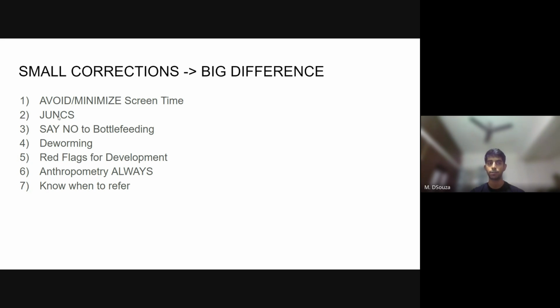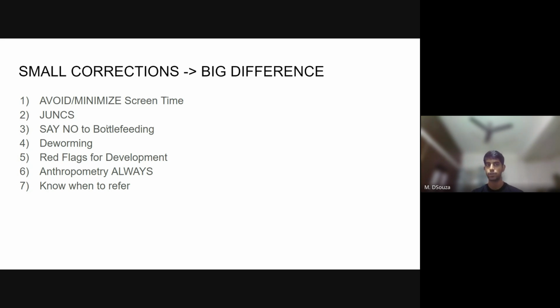Another thing that falls under the purview of JUNKS is sugary drinks. Something we may advise children sometimes by mistake, when counseling about fluids, is to give them a lot of juice. It's important to know that you should give freshly squeezed juice and not Tetra Paks, because these also contain a high amount of sugar. Sugary drinks and Tetra Paks are again a big no-no, especially up to the age of 5 years.